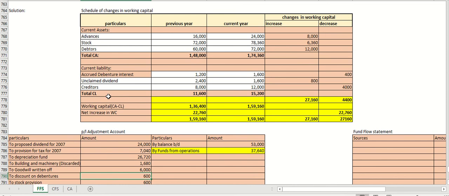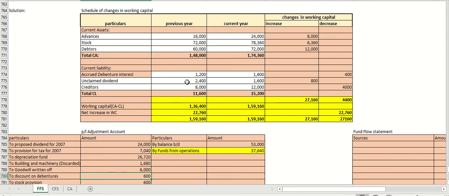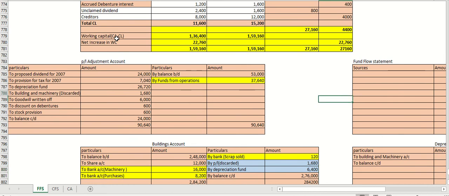Then we are moving on to the current liabilities. We have the current liabilities as accrued debenture interest, unclaimed dividend and creditors. If you see, only the unclaimed dividend has decreased, hence that will be shown as an increase, because when your current liability increases, your working capital decreases, and when your current liability decreases, your working capital increases. So respectively you show it, and you total up your current liabilities. You total up your changes in working capital, the increase and decrease columns, and you get 27,160 and 4,400.